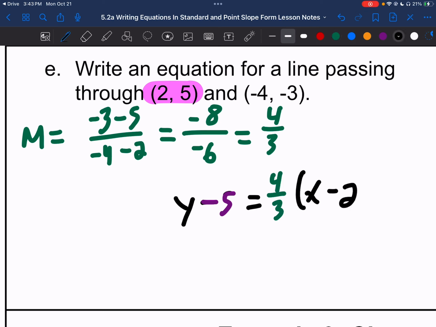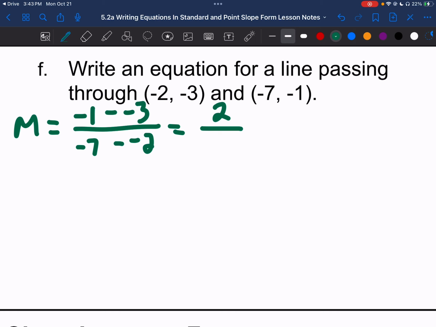And letter F, write an equation for the line passing through the points negative 2, negative 3, and negative 1, negative 7. So we find our slope first. M is equal to negative 1 minus negative 3 over negative 7 minus negative 2. So negative 1 plus 3 is going to be 2. Negative 7 plus 2 is going to be negative 5. So we have negative 2/5 as our slope.